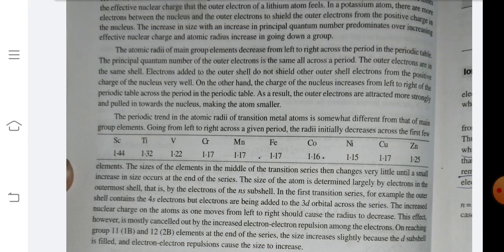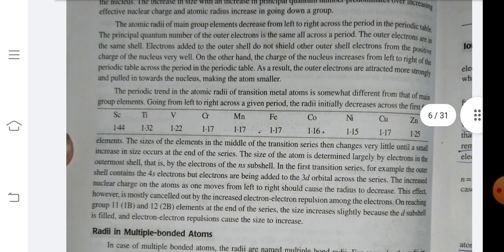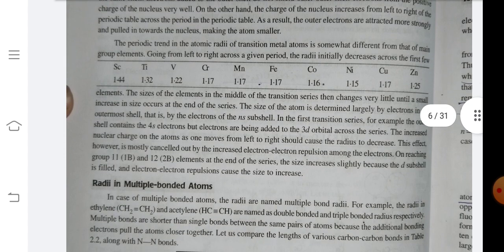The atomic radii of main group elements decrease from left to right across a period in the periodic table. The principal quantum number of the outer electrons is the same all across a period. The outer electrons are in the same shell. Electrons added to the outer shell do not shield other outer electrons from the positive charge of the nucleus very well. On the other hand, the charge of the nucleus increases from left to right across the period. As a result, the outer electrons are attracted more strongly and pulled in towards the nucleus, making the atom smaller.